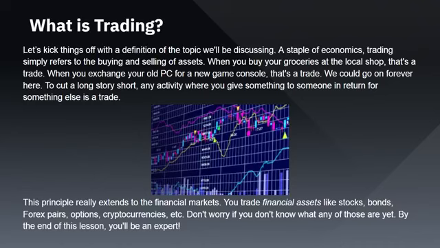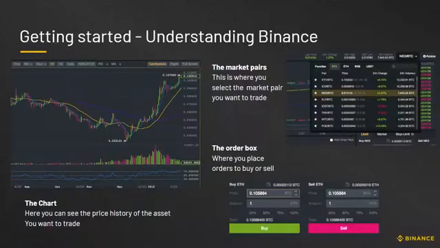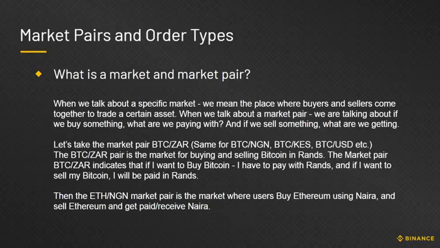Okay guys, I'm staying live as I'm going to share more on this. So, getting started, understanding Binance. This is a picture of the market pair. This is where you select the market pair. You can look at the charts, the market pair, and the order pair. The order pair is where you place orders to buy or sell at the rate you predict it will get to.